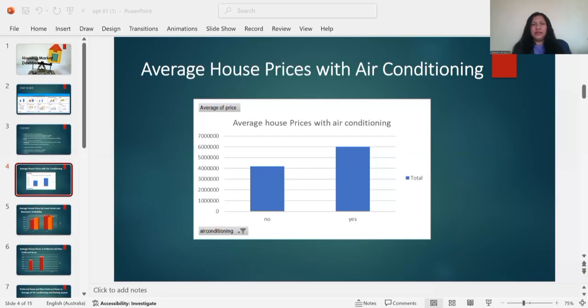Our first chart, average house prices with air conditioning, looks at how the presence of air conditioning affects price. It shows a clear positive correlation between having AC and a higher average house price. Houses with air conditioning average a substantial $6.01 million, which is significantly higher than the $4.19 million for those without. This highlights air conditioning as a major value add and a highly sought after feature.